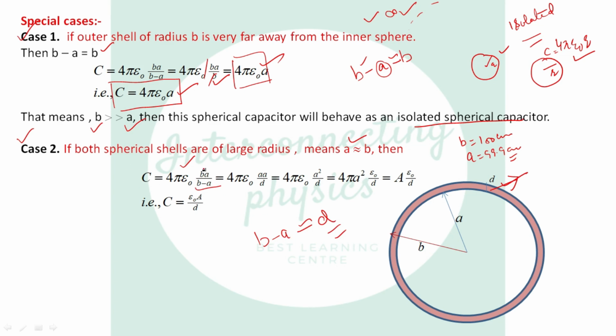Now b is approximately equal to a, so let us write a times a, that is a square divided by d. This 4 pi a square will become the surface area of the sphere. So 4 pi a square is A, and the capacitance is A epsilon naught divided by d. So this will become the formula for the parallel plate capacitor. It means a spherical capacitor can be converted into a parallel plate capacitor when both shells are of large radius and approximately equal radius. So this was about the spherical capacitor.